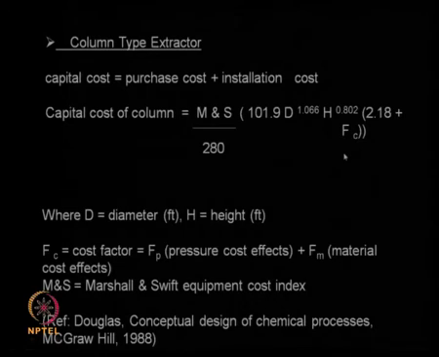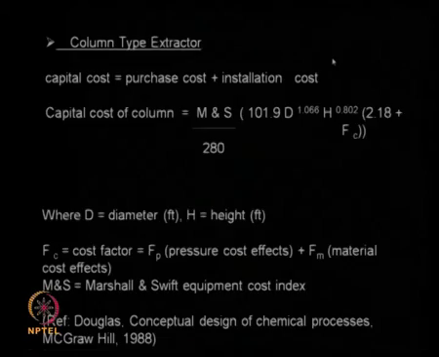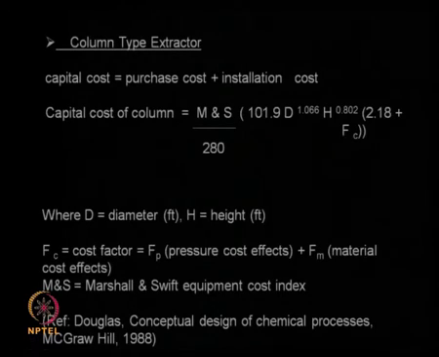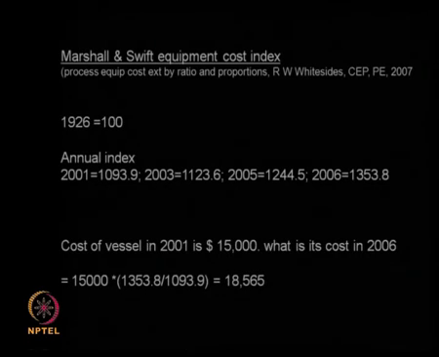This cost factor will depend upon many parameters: the pressure you are operating at, the material of construction of the internals, the type of internals you are using and so on. This particular formula was taken from a book called Douglas, Conceptual Design of Chemical Processes. It is a 1988 book actually. Now the Marshall and Swift equipment cost index, let us spend a little bit of time on that.